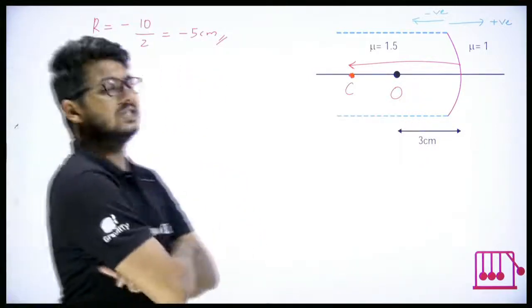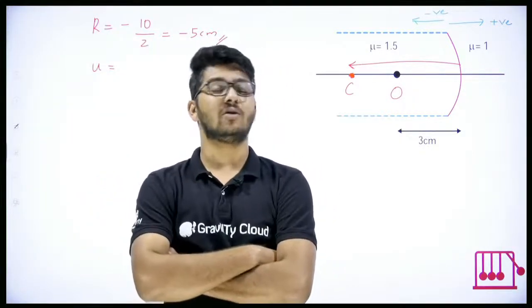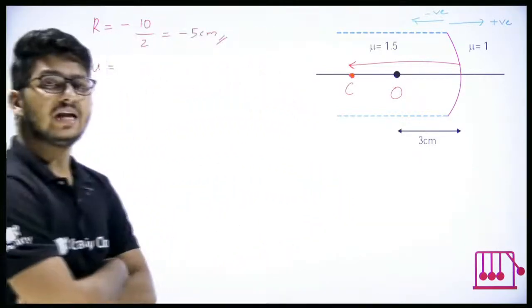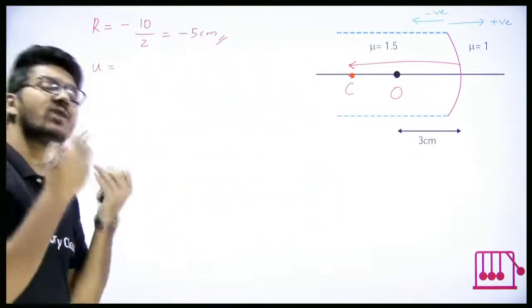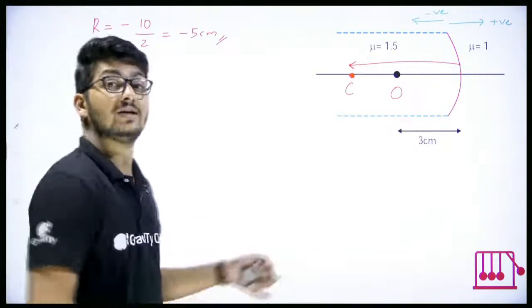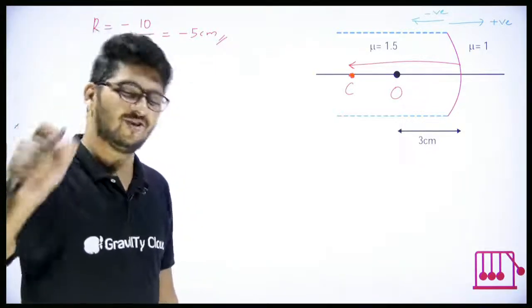What about object distance, everyone? Negative or positive? What do you think? Yeah, it would be negative. Object distances are always negative, whether it be the case of a spherical mirror, or in the case of lens, that we will be learning. Object distance is always negative.